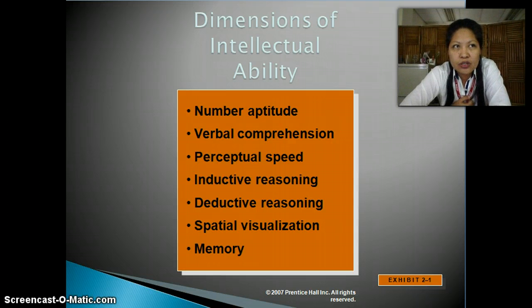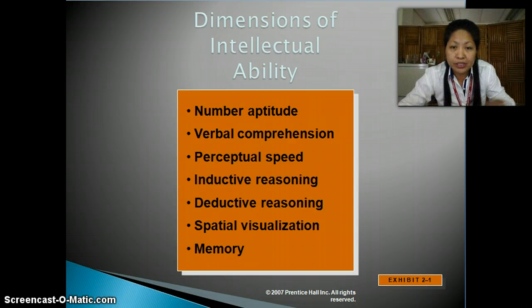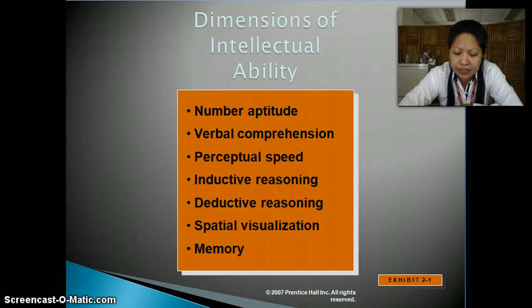Perceptual speed, how you will look at things when you see something. So it is basically how you perceive things based on what you see. It is the ability to identify visual similarities and differences quickly and accurately. Okay? Inductive reasoning. So inductive reasoning is from the detail to the general. You look at the reasoning from the small thing going up to the general reasoning. So that's the logic of inductive reasoning. While deductive reasoning is from the general, you move down to the specific.